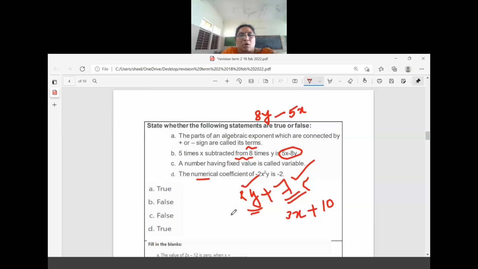Maybe we have not discussed or you have not seen these words in this chapter, but it is very good for you to have the advanced knowledge. The numerical coefficient is minus 2 in minus 2x square y. So it is true only. So the first one is true, terms. The second one, 8y minus 5x should come, so it is false, whatever is given there. And again, a number having a value is called a variable, it's wrong, it should be constant. So again it is false only. Now the numerical coefficient is minus 2, so that is true only.